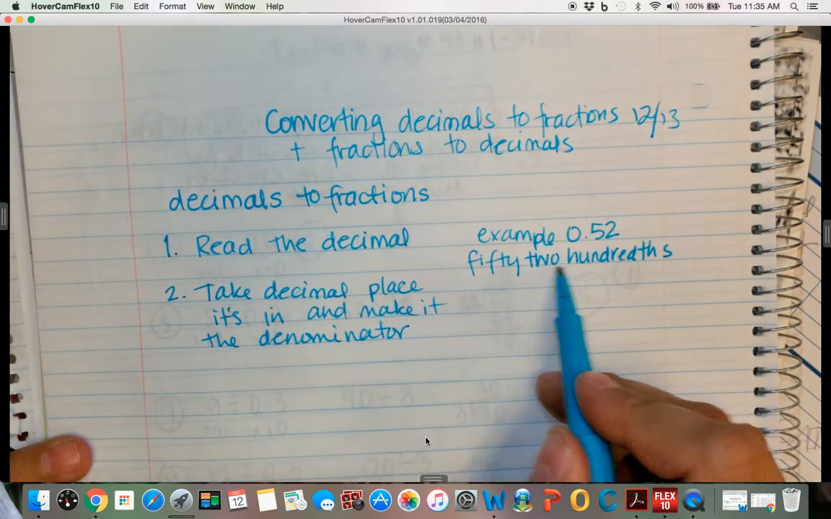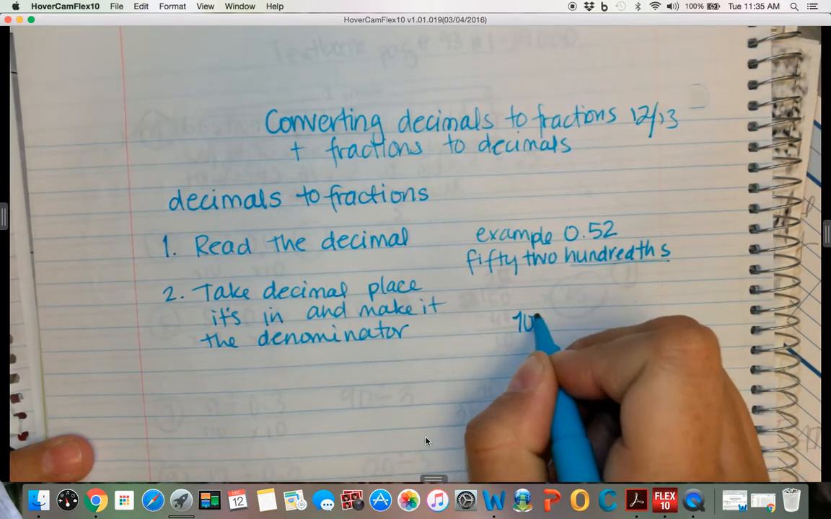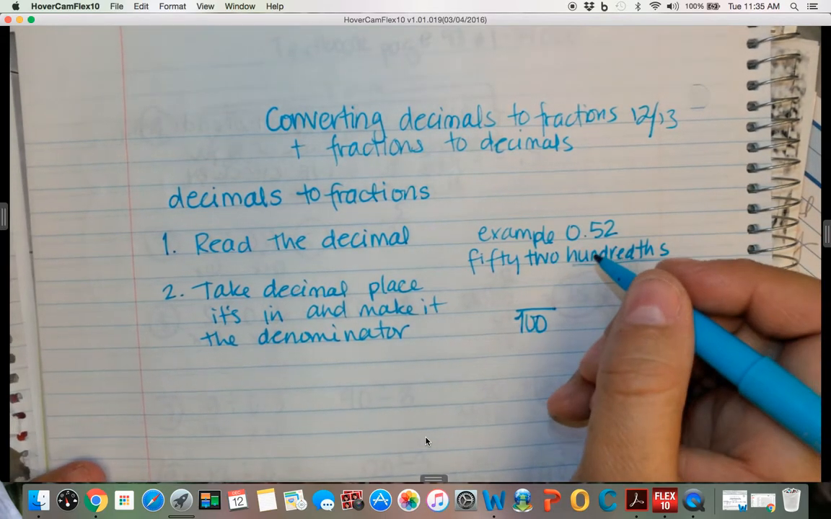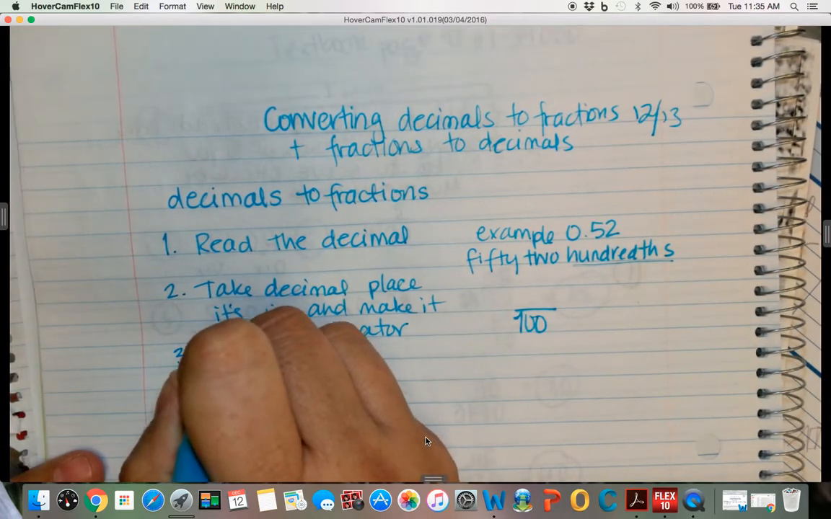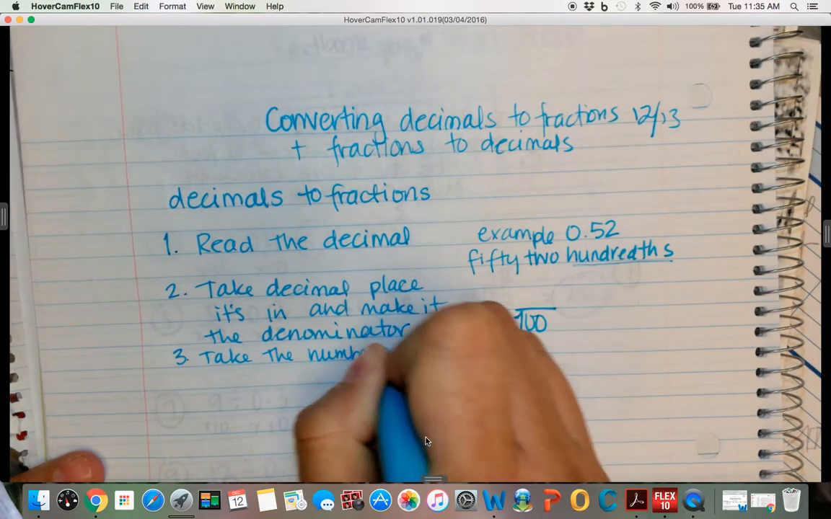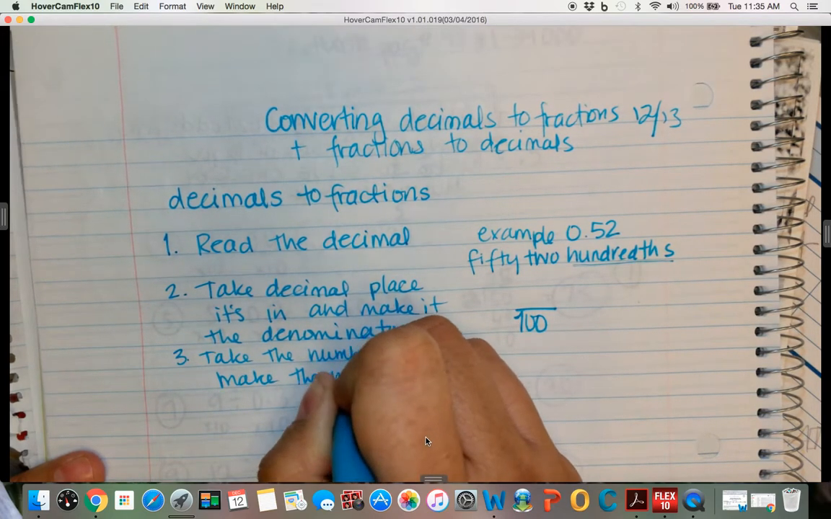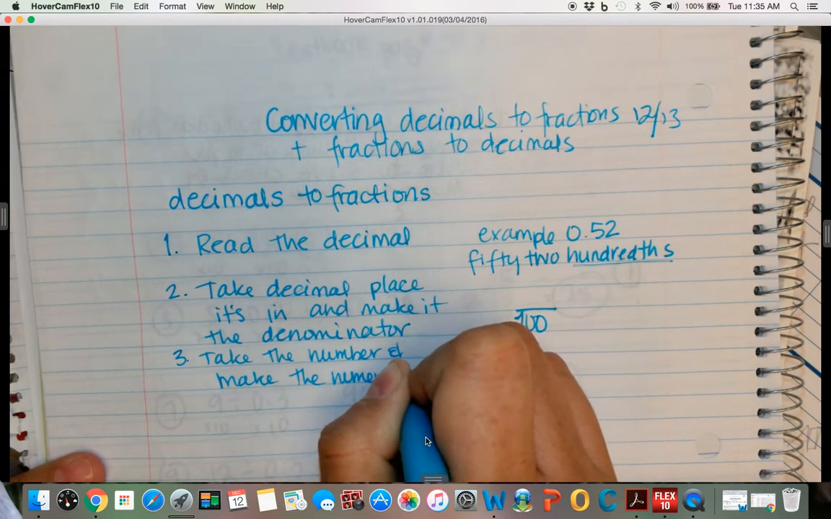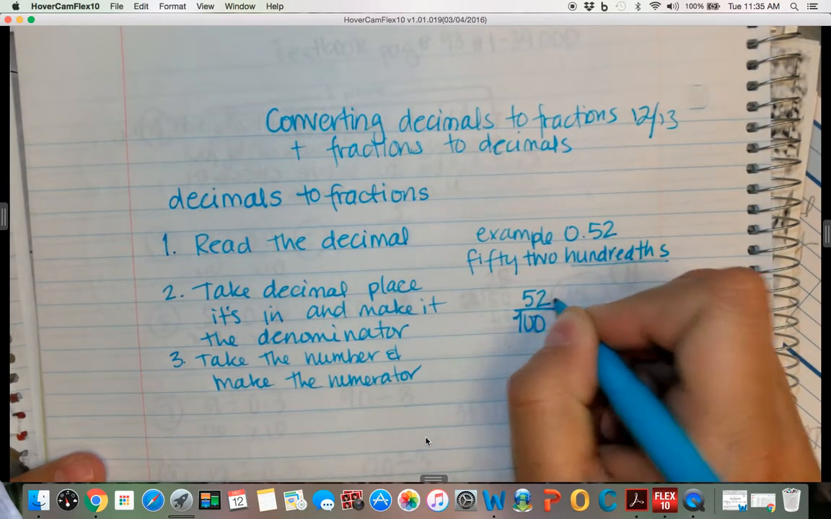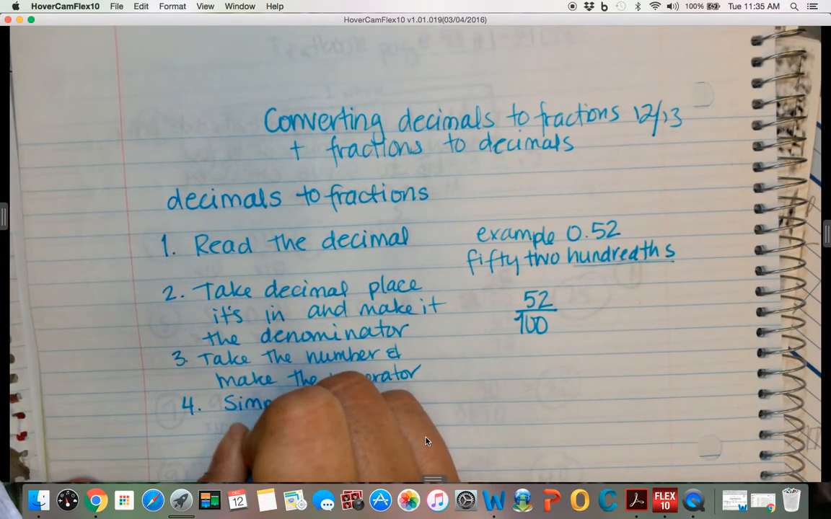So this is 52 hundredths. It's in the hundredths place. 100 becomes our denominator. And then all you do is take the number and make it the numerator. So 52 hundredths is the same as 52 over 100. The last step is to simplify.